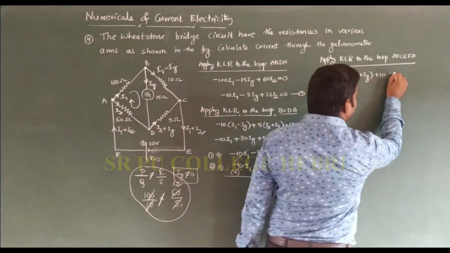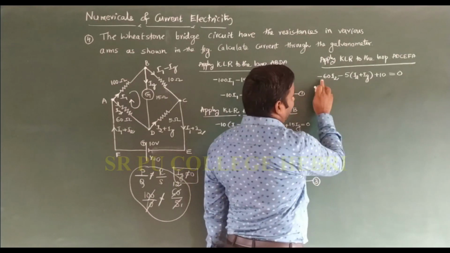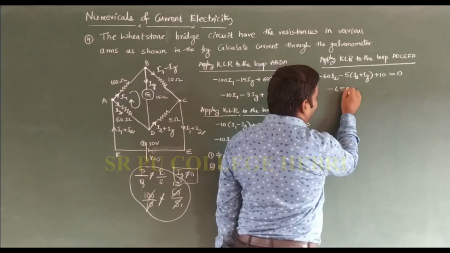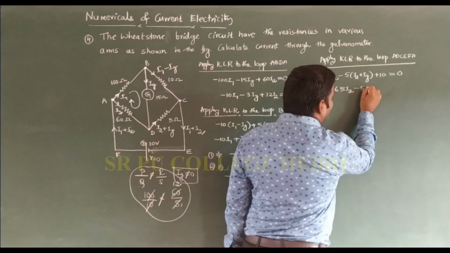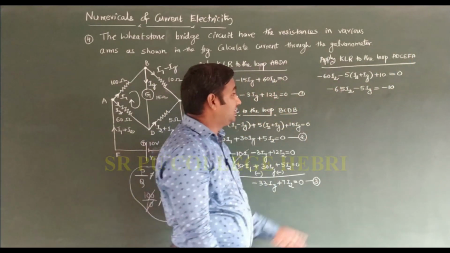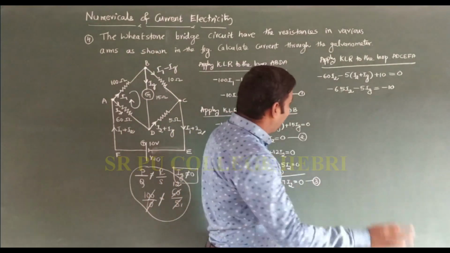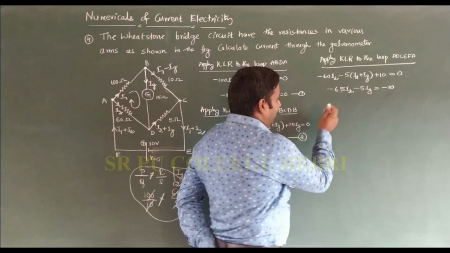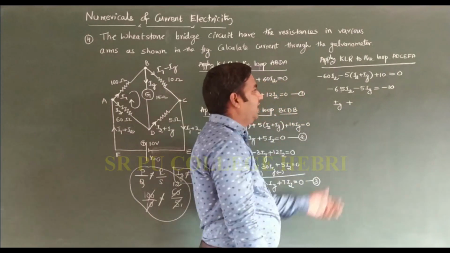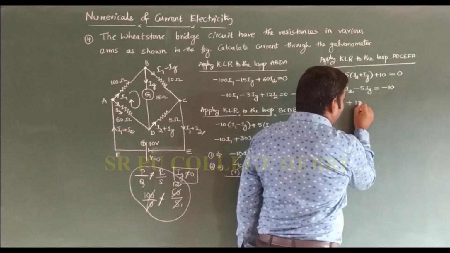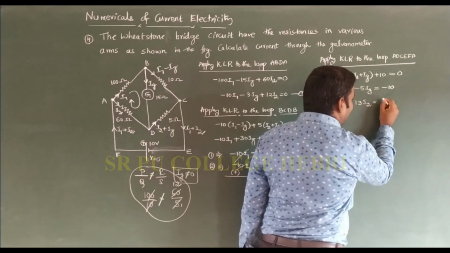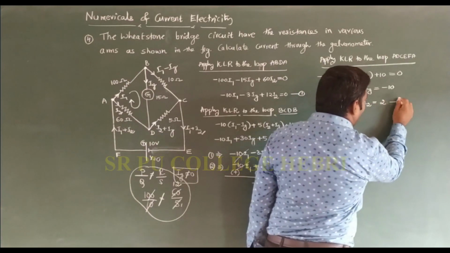That should be equal to 0. On simplification it becomes minus 60 I2 minus 5 I2, it becomes minus 65 I2, again minus 5 Ig is equal to minus 10 if I take 10 to that side. Again this is divisible by 5. If I divide by 5, it becomes Ig plus 65 divided by 5, it becomes 13 I2, that should be equal to minus 2, multiplied by minus it becomes 2. I call this one equation number 4.